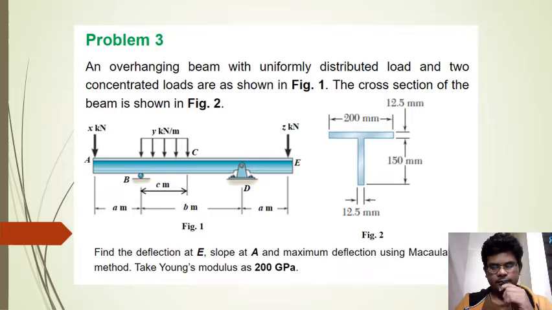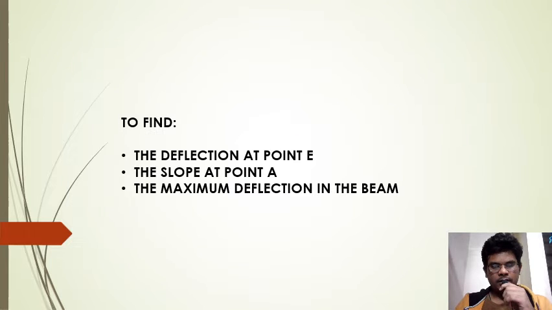Okay, so the things we need to find are the deflection at point E, the slope at A, and the maximum deflection in the beam.